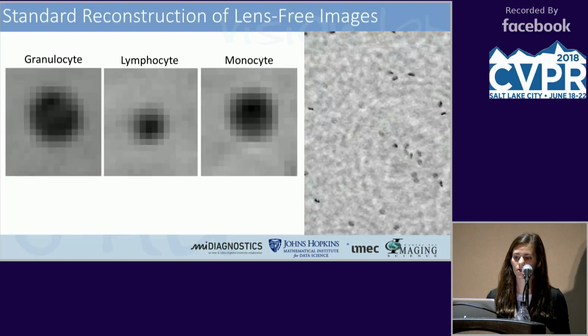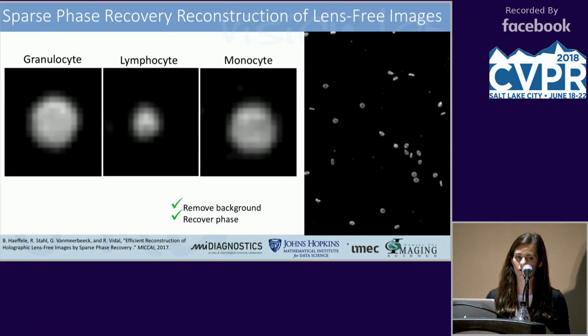Instead, we work with reconstructed lens-free images that look like this. So here's another image of blood cells that was produced using the standard reconstruction, and you can see that the blood cells are the small dark objects and that there's a lot of background distortions. Instead, we use the sparse phase recovery reconstruction that we introduced recently, which produces much clearer images by doing phase recovery. However, despite the better reconstruction method, we're still plagued by low-resolution images compared to conventional microscopy.